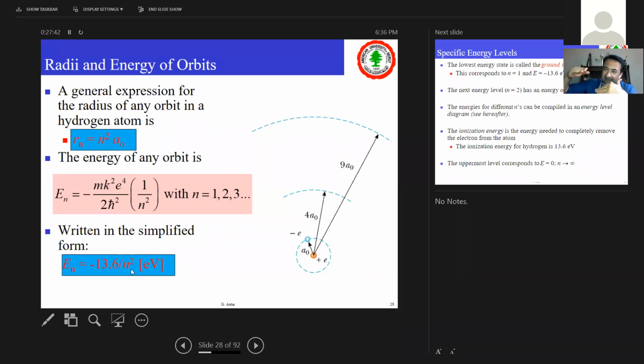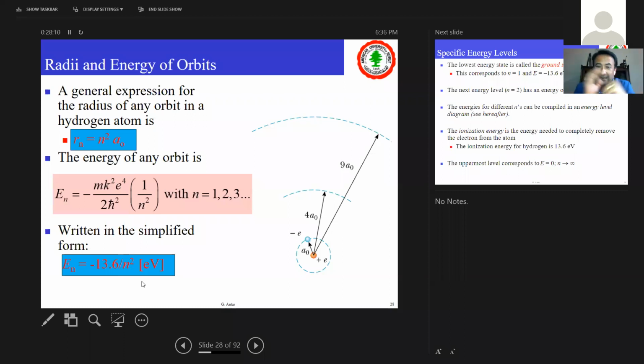The radius of the stable electron orbits goes as n squared multiplied by a_0. So for n equal to 1, r_n equal to a_0. For n equal to 2, r_n is equal to 4 times a_0. And for n equal to 3, r_n equal to 9 times a_0. Okay? Now, in terms of energies, my energy is equal to minus 13.6 eV divided by n squared.